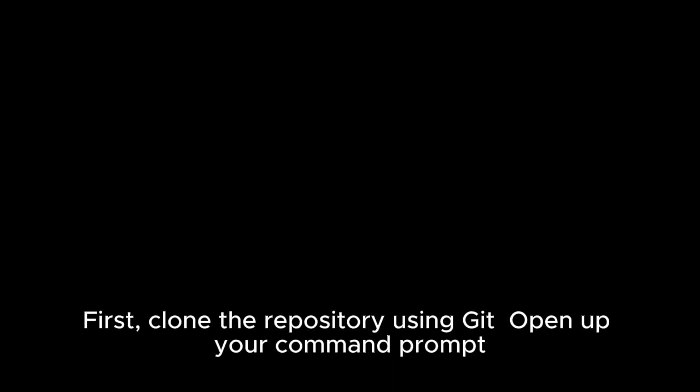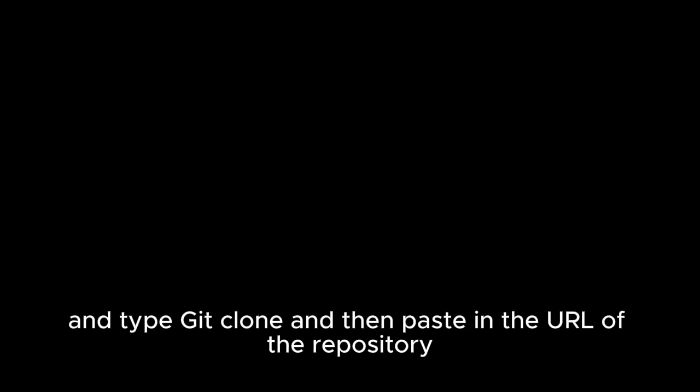Before we get started, make sure you have the following: Python 3.10 or higher, Git installed, and a Lichess account. Although you can use the same account you normally use to play on Lichess, it's probably a good idea to make a new one that's dedicated for the bot. Now let's get started. First, clone the repository using Git. Open up your command prompt and type git clone, and then paste in the URL of the repository. This will clone the project to your local machine. Now change directory into the newly created folder. Then, to install the required libraries, run pip install -r requirements.txt.